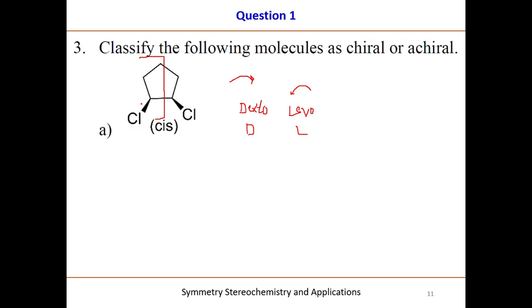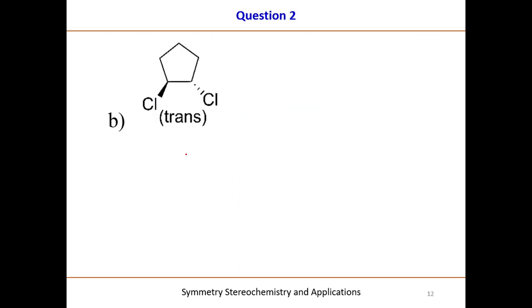So these are mirror images of each other, and the plane of symmetry is present. That means if a plane of symmetry is present, the molecule is achiral. As I told you, the symmetry element should not be present in a chiral molecule. That's why we are labeling this molecule as achiral, because a plane of symmetry is present. The next one is trans-1,2-dichlorocyclopentane.